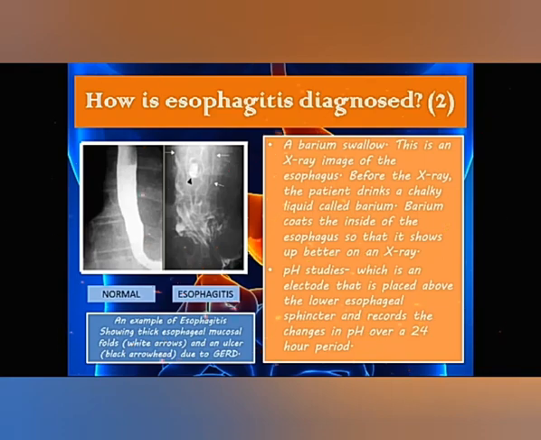We could also do pH studies, which is basically an electrode that is placed above the lower esophageal sphincter, and this records the changes in pH over a 24-hour period. And I mentioned earlier that the esophagus is not a very acidic environment at all. So during a 24-hour pH study, if we have really decreased, dropped levels of the pH, which is basically an acidic environment, recorded in the esophagus, then we know that there's some kind of acid reflux that's happening there, and that could be very useful to diagnose an esophagitis.